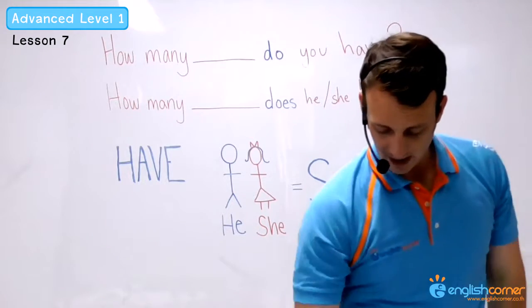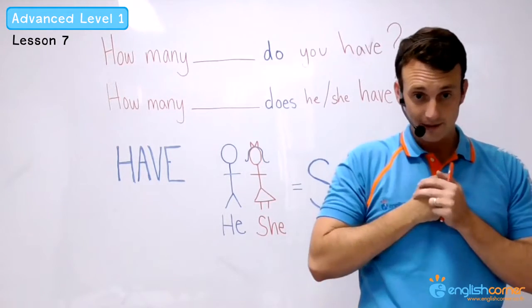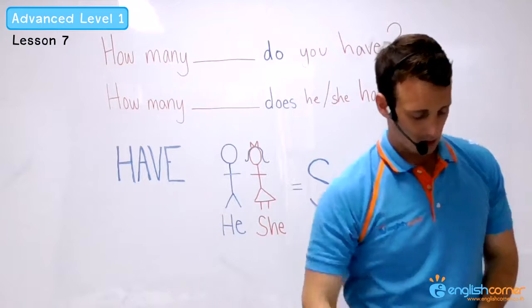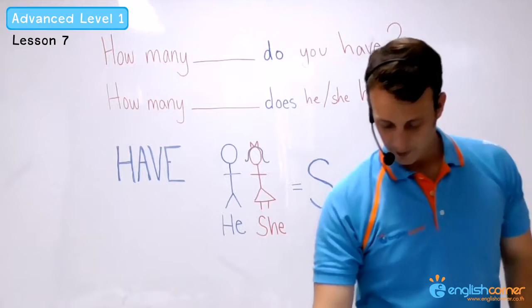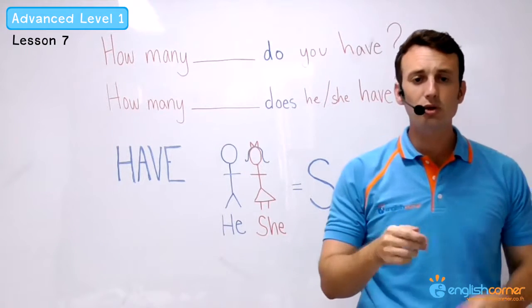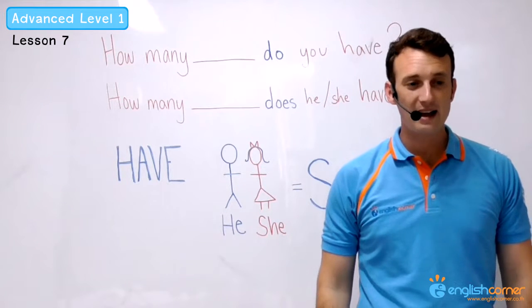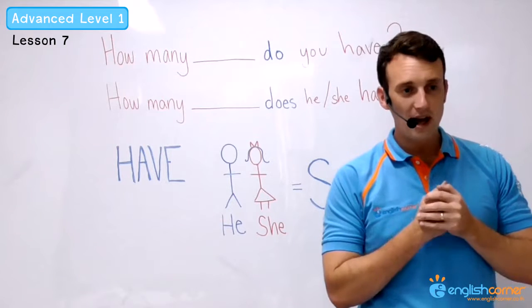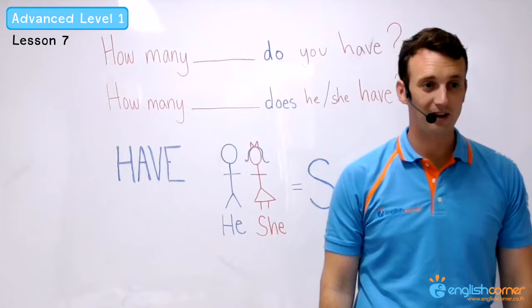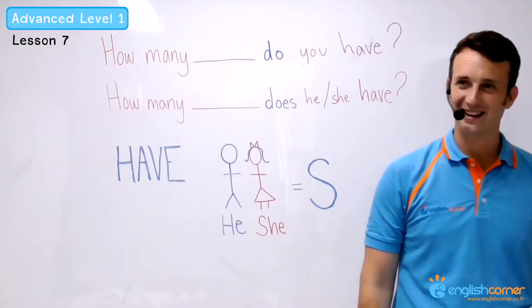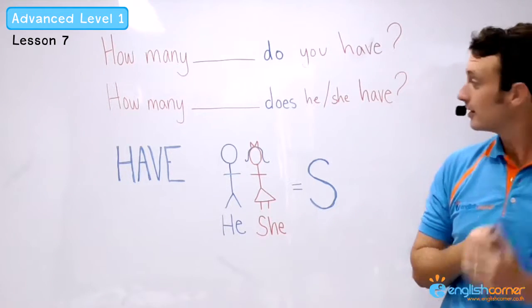In my pocket, I have keys. I have keys. I have a pen. Julie, what do you have? I have a book. Okay, you have a book. And Lacey, what do you have? I have a pencil. Okay, very good. So have is something that we have.